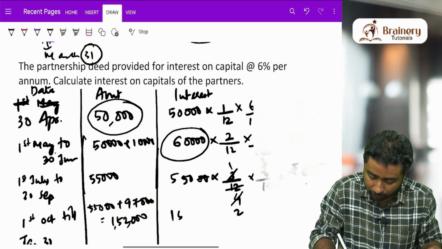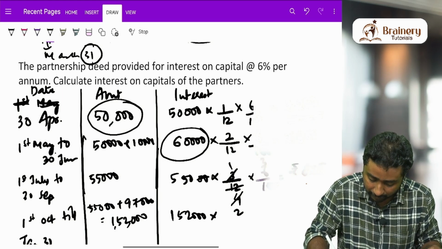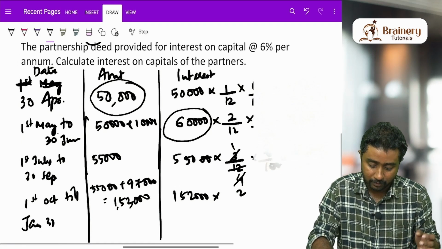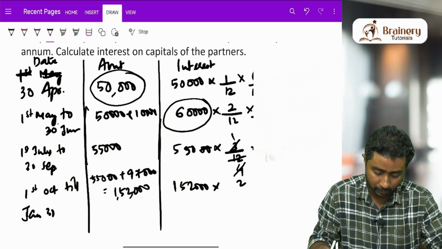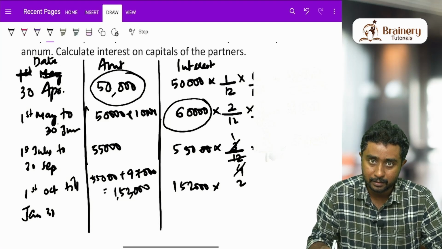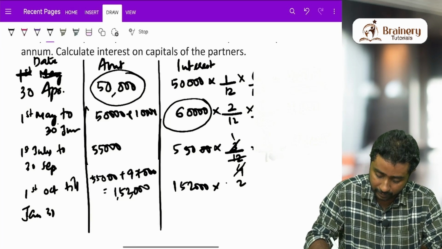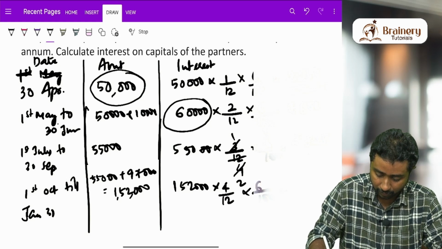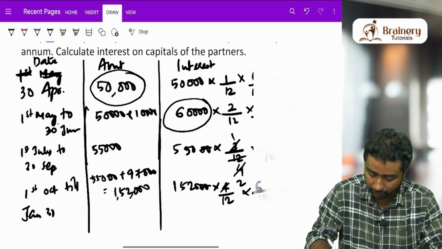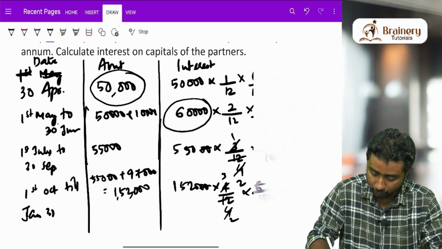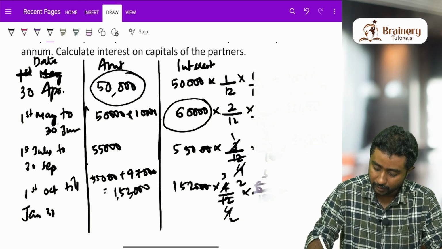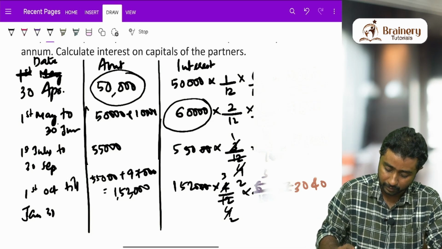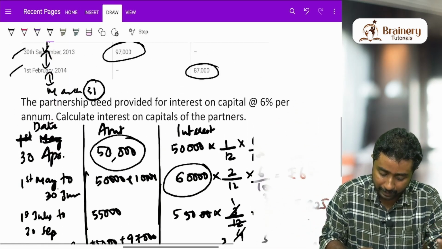1,52,000, we have to calculate interest again at the rate of what? Obviously 6% only. For how many months? 1st October means October will be counted. October, November, December, Jan full. So obviously 4 months interest into 6 by 100. Here also 3 by 4, 2, 3. Basically you will get 3040. Now what is happening after Jan 31st?